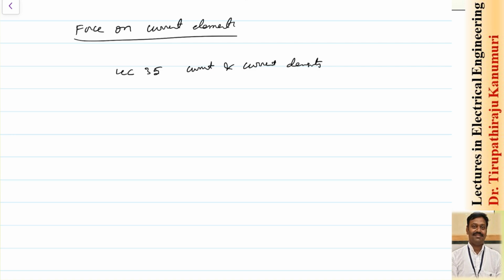We have studied in lecture number 35 that J, the current density, is equal to the volume charge density multiplied by the velocity of the charged particles. Let us take it as equation number 1. We have also seen at the beginning of this chapter that a current element can be defined as I dL, or by K dS, or by J dv. Let us take it as equation number 2.